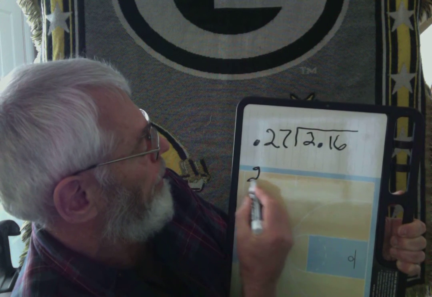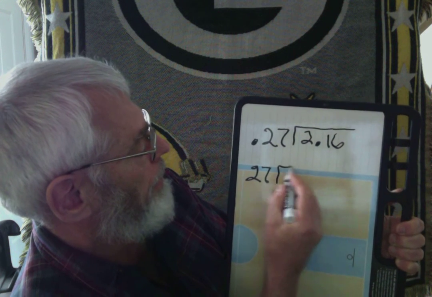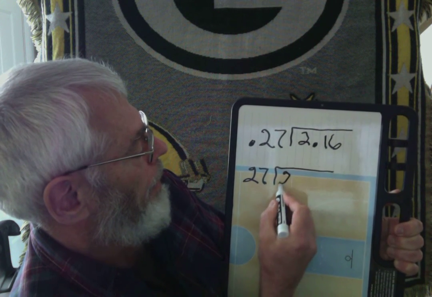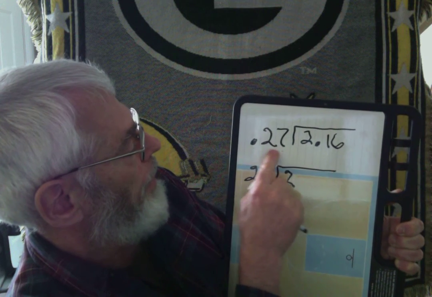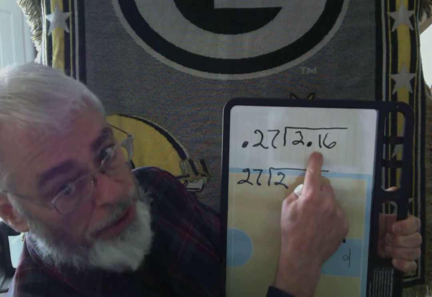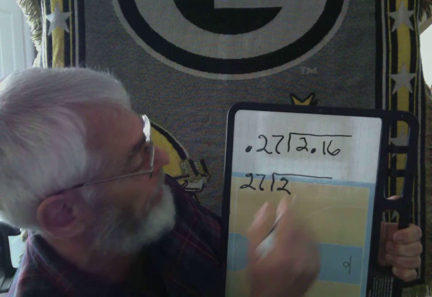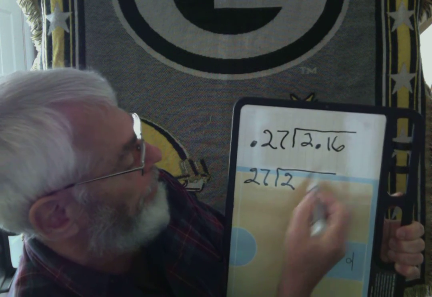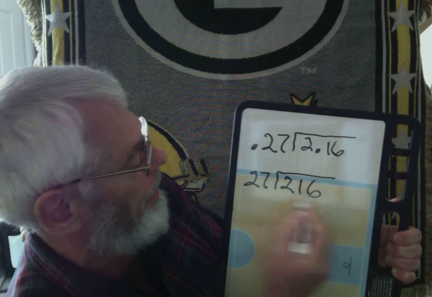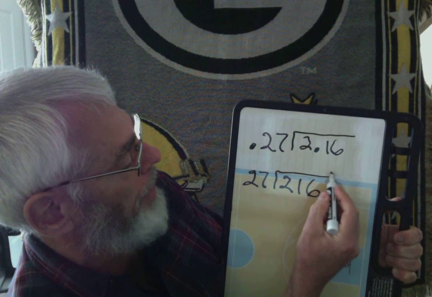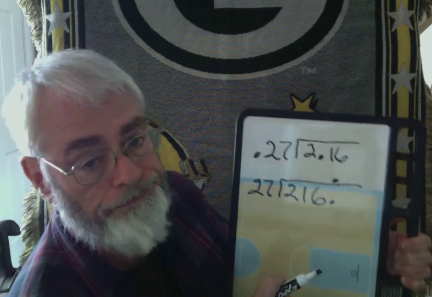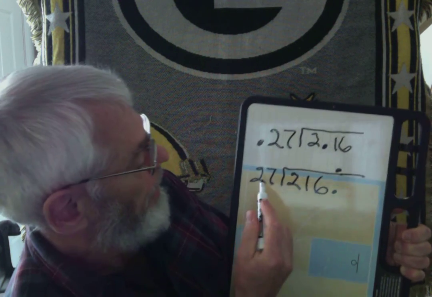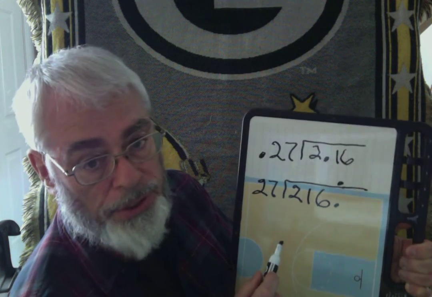So now our whole number is 27 divided into. Now if we move the decimal place here, we have to move it over here as well, the same number of places. So now our number over here becomes 216, and our assumed decimal point is there now. Okay? Pretty simple. So now we have 27 into 216.